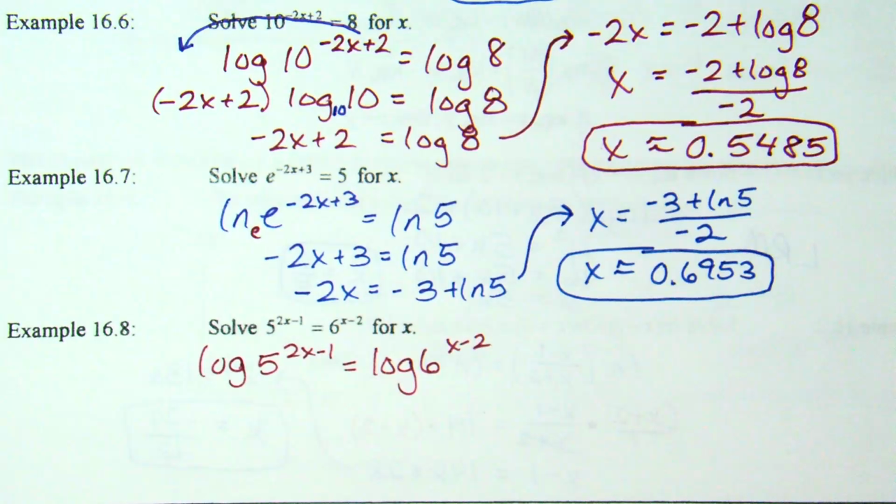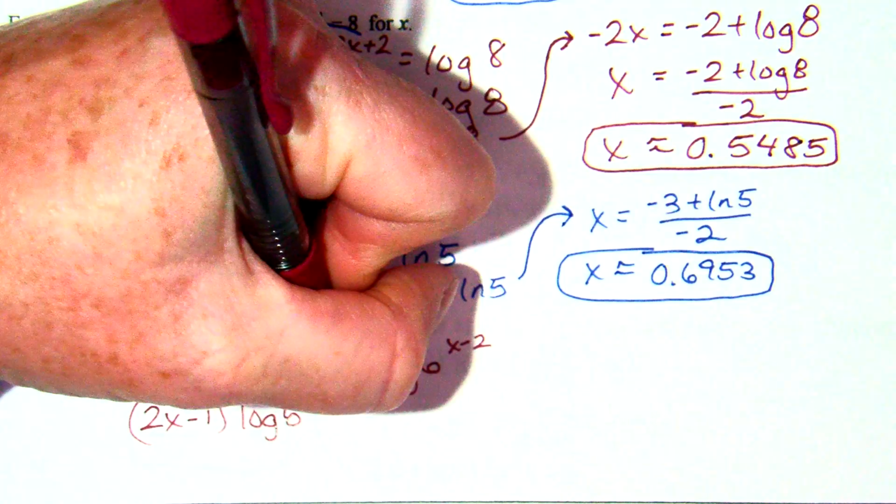Next step is to pull the exponents out front. Notice I'm going to put them in parentheses. 2x minus 1 times log of 5 equals x minus 2 times log of 6. Okay? Thoughts on what to do next?